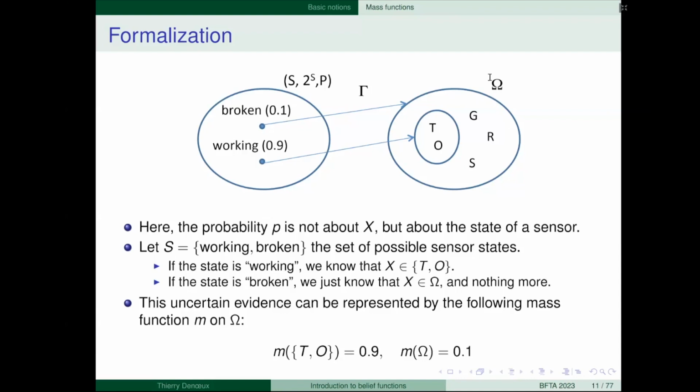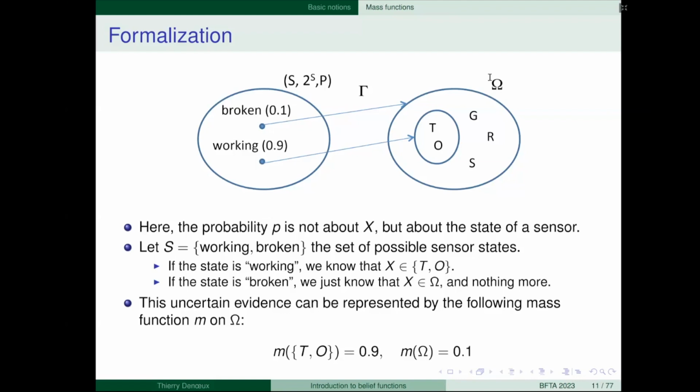So if the sensor is working, then it tells us that we have either a tree or an obstacle. We know, in that case, that we have either a tree or an obstacle. If the sensor is broken, then we don't know anything, because information from a broken sensor is meaningless. So either we know that we have a tree or an obstacle, and this is true if the sensor is working, or we don't know anything. And this probability, for example 0.1, is a probability of not knowing anything.